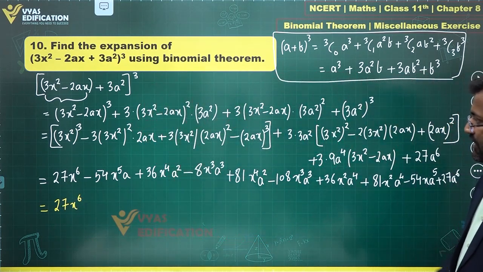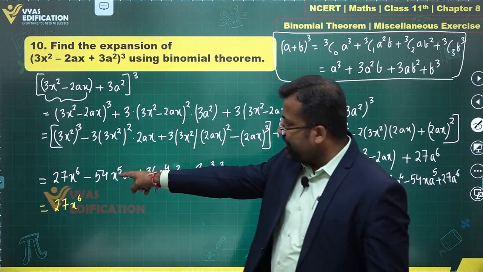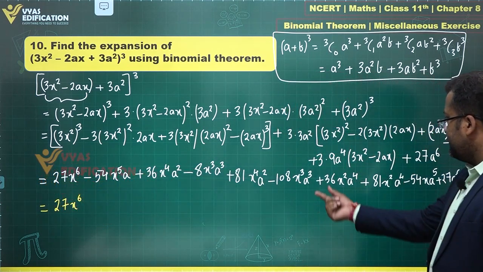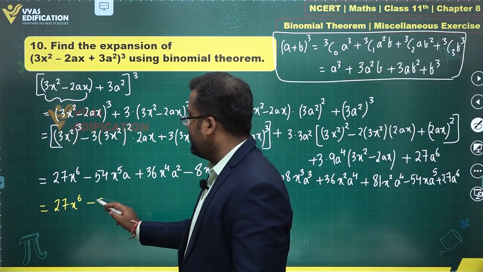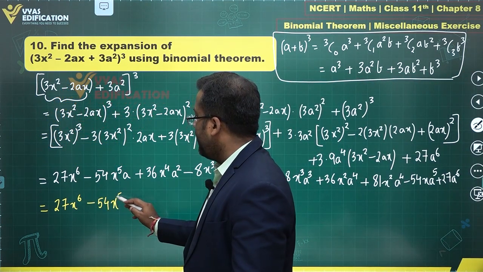Next is x power 5. There's a term of x power 5 over there. Minus 54 x power 5 a. And is there any other term of x power 5? No, there's no other term. So let's write it minus 54 x power 5 a.